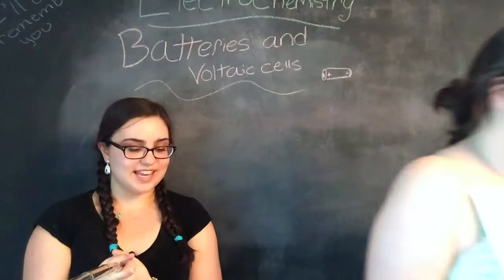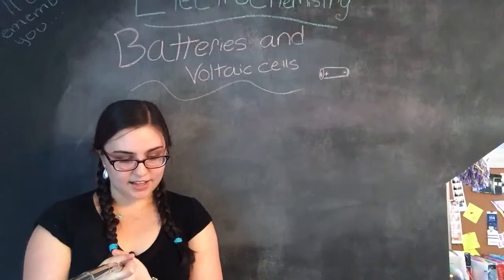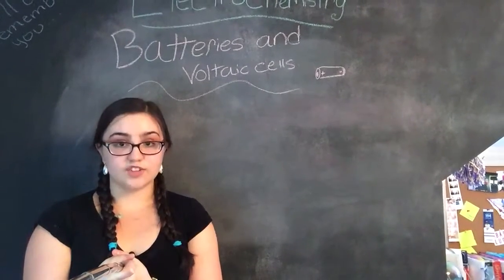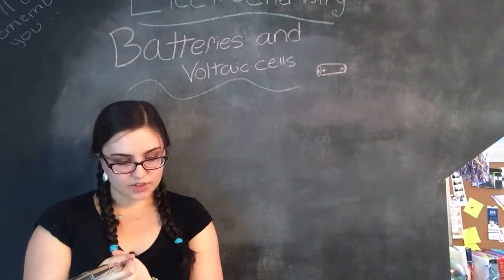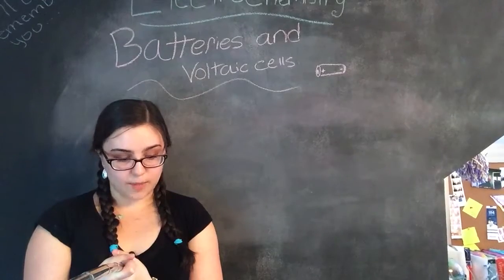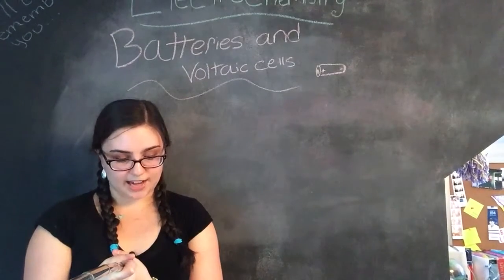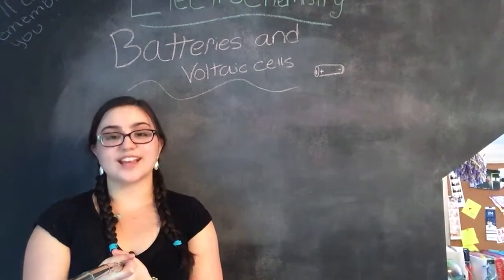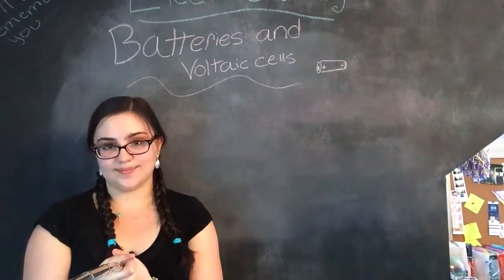Fine. A voltaic cell is an electrochemical cell used to convert chemical energy into electrical energy, in which the transfer of electrons occurs through an external pathway rather than directly between reactants. This is what occurs on a microscale in a battery.